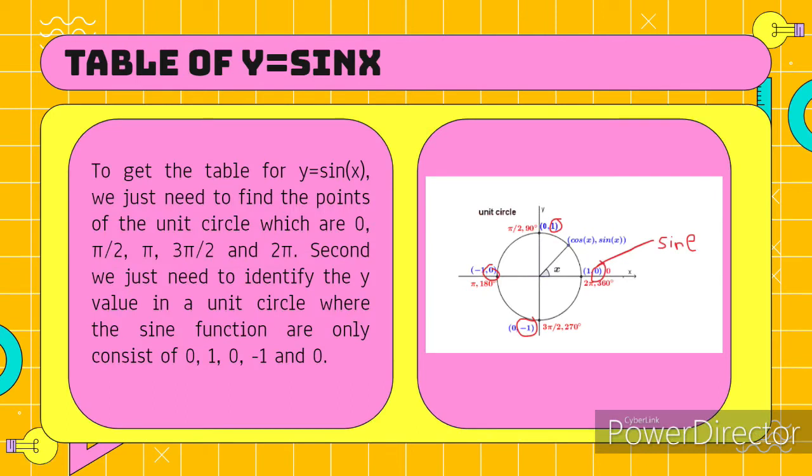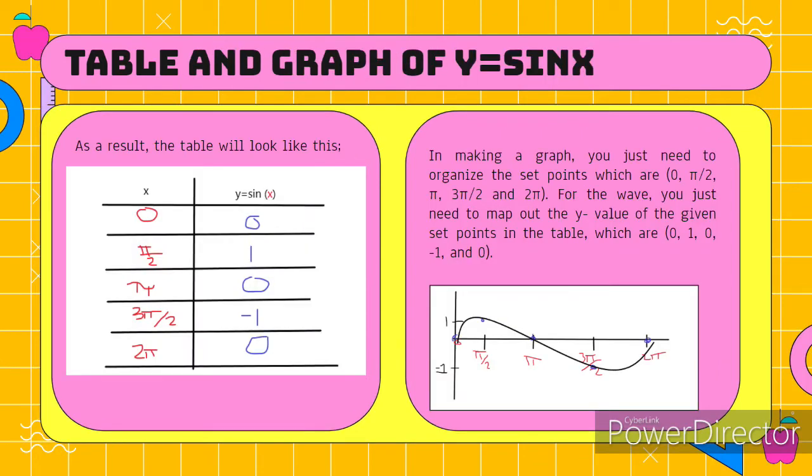To get the table for y equals sine x, we just need to find the points of a unit circle which are 0, pi over 2, pi, 3 pi over 2, and 2 pi. Second, we just need to identify the y value in a unit circle where the sine function only consists of 0, 1, 0, negative 1, and 0. As a result, the table will look like this.